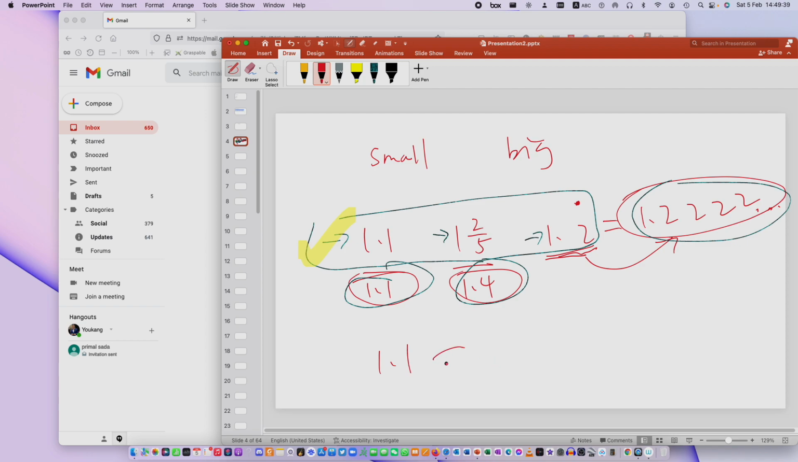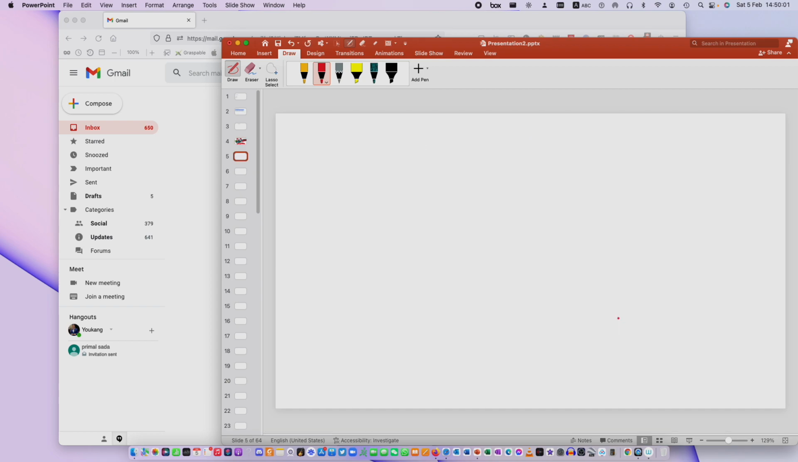Then the next one is 1.2 with a dot above, and then 1 and 2 over 5. Are you clear? And how do you arrange them from small to big? You make use of this smaller sign. You are not supposed to use the comma anymore because you have learned inequality already. Are you clear about this? Okay, good. Next, you were talking about your question.